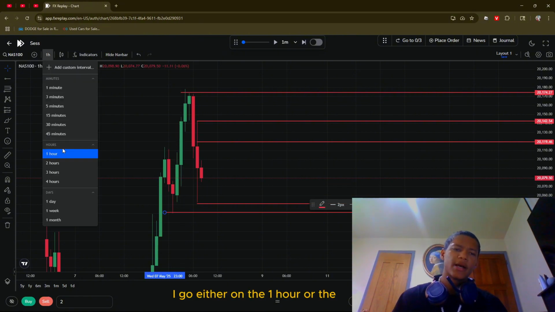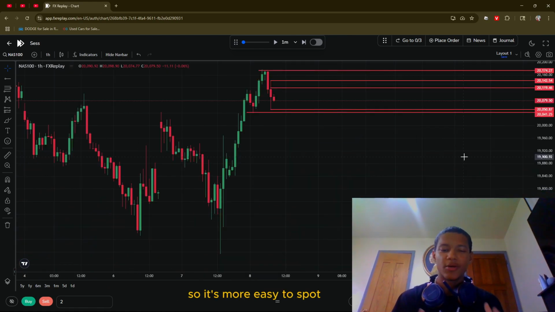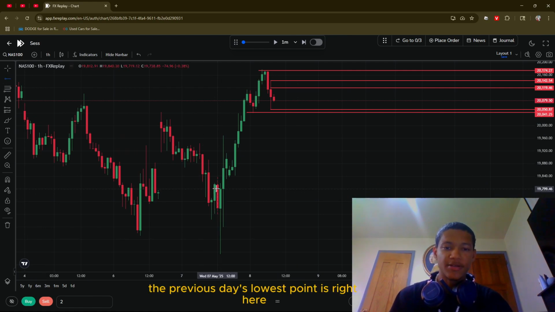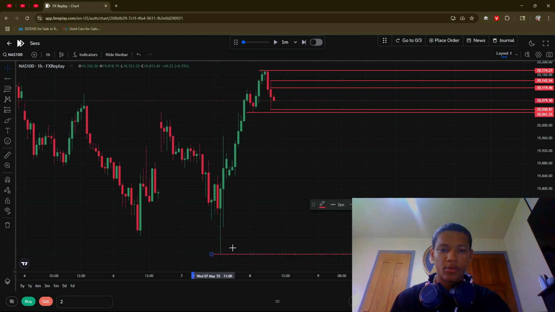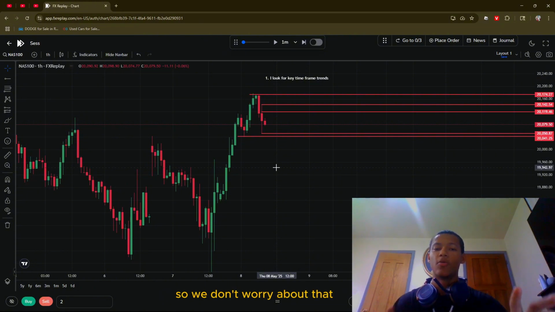Now, typically I go either on the 1 hour or the 4 hour to look at the previous day, so it's more easy to spot. So as we can see, the previous day's lowest point is right here, and the highest point of the previous day has already been knocked out, so we don't worry about that.